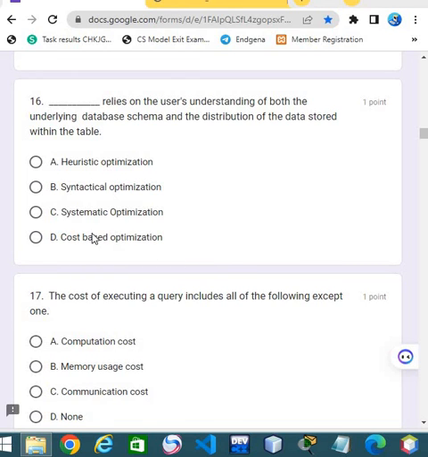Systematic optimization is a methodical, systematic approach to optimizing query performance, checking how fast the query is running.